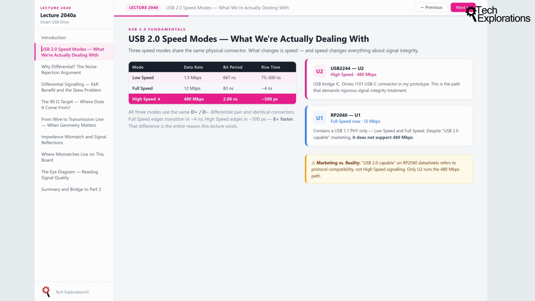All 3 modes use the same D+ and D- differential pair. The physical connector and cable are identical. What changes is the speed, and with speed comes radically different signal integrity requirements. Let's have a look at the rise times in this slide. Full speed edges transition in approximately 4 nanoseconds. High-speed edges transition in approximately 500 picoseconds, and that's 8 times faster. That difference is the entire reason that this lecture exists.